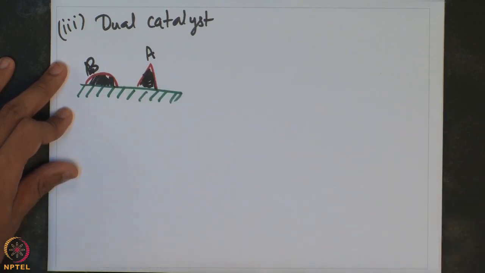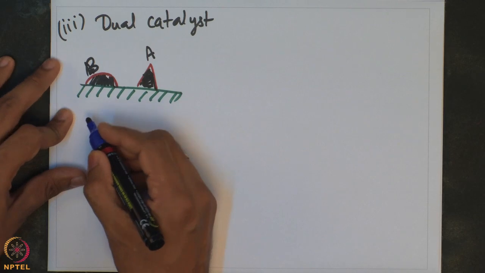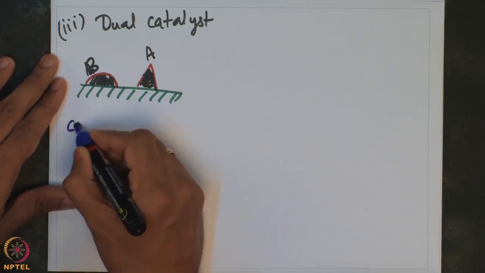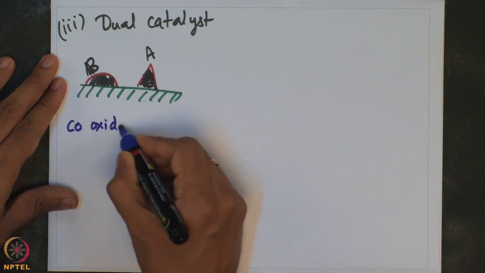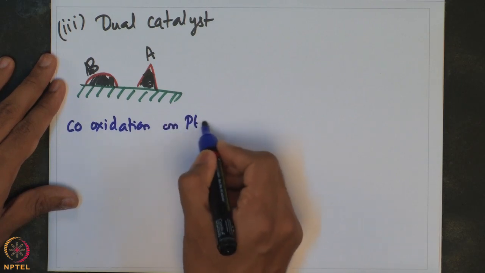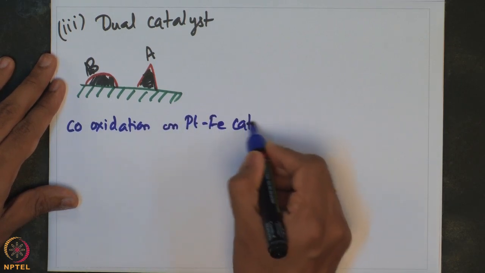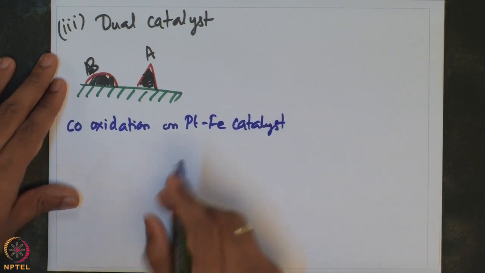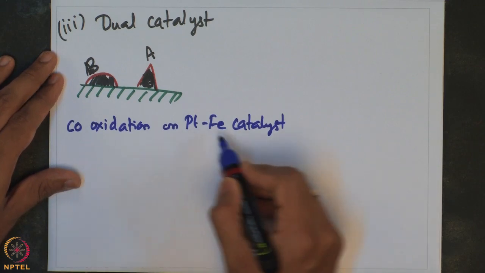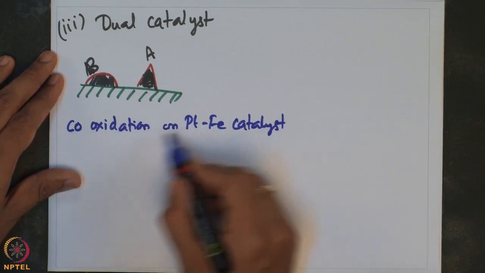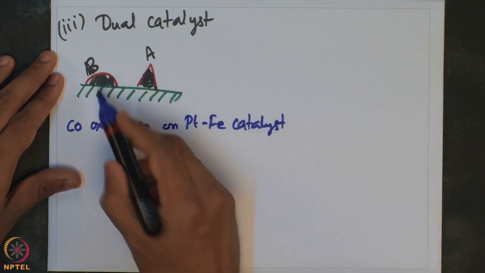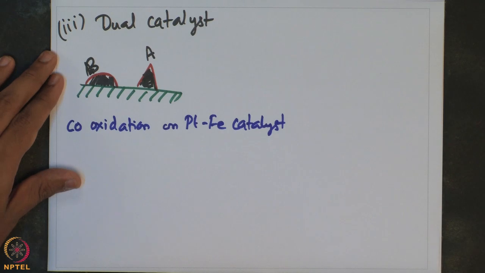A good example of such a system is where you have CO oxidation on platinum Fe catalyst, where the species actually adsorbs onto platinum. CO adsorbs onto platinum and oxygen adsorbs onto iron catalyst, and then the species actually interact with each other.